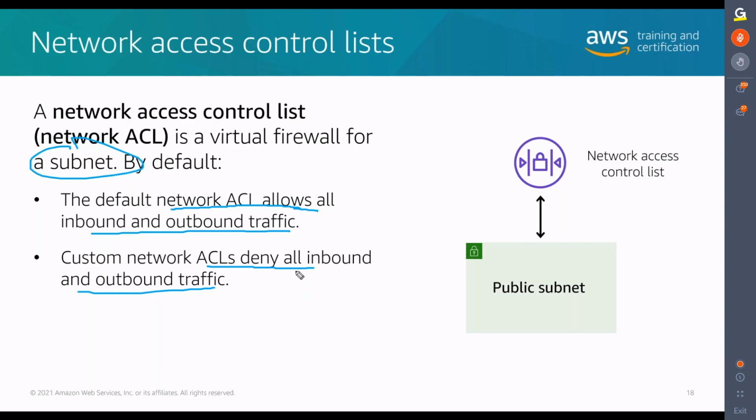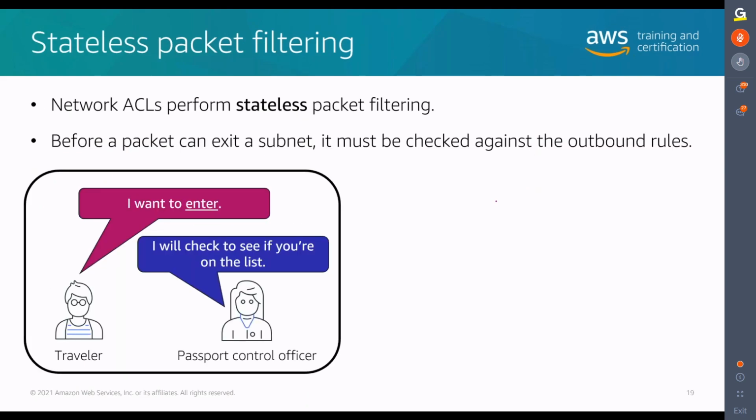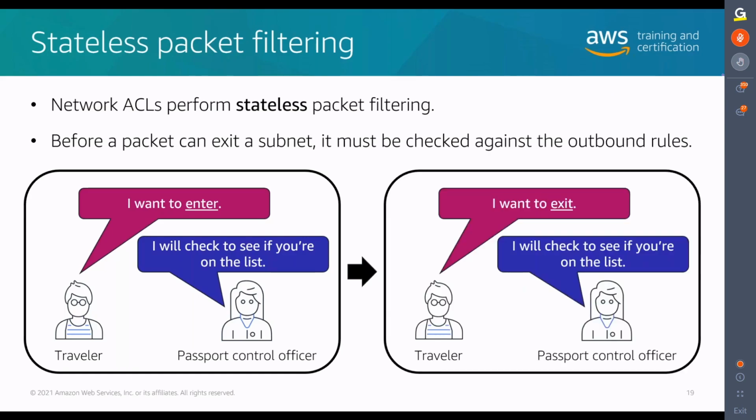Now, another thing that's important to know about network access control lists is they are what we might call stateless. We'll see that on the next slide here. If you're not familiar with what that term means, it just means that we're going to check in both directions. Here's an example where somebody is coming into the country and passport control checks their passport. And then when they leave the country, we check their passport again. When you come in and out, we check in both directions.